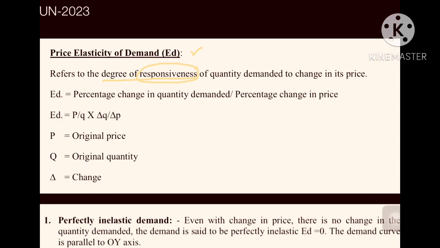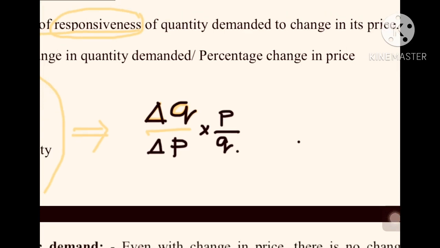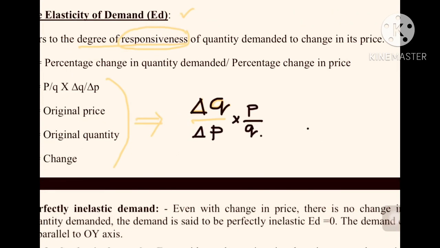Now it's a very important question: how to calculate the price elasticity of demand? It is a very simple calculation. You just have to remember one simple formula. Don't make it complicated. With one simple formula you can understand how to measure the price elasticity of demand. What is the formula? Let me tell you, the formula is very simple. Delta Q divided by delta P, multiplied by P divided by Q. The formula is right now in front of you.